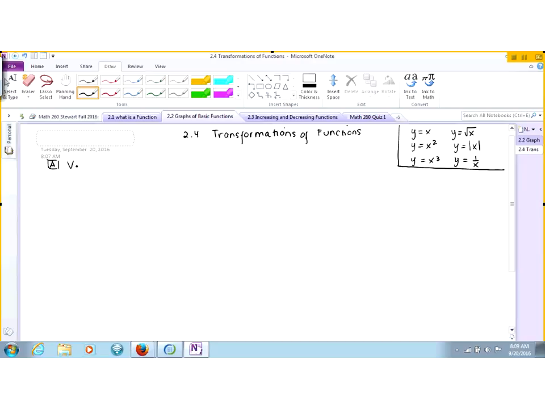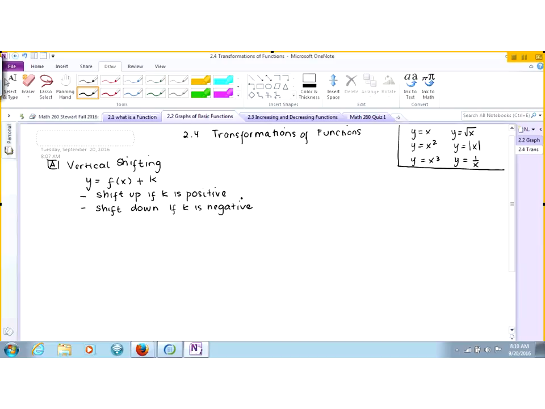Okay. So the first one is vertical shift. This is the form: y is equal to f of x plus k. We shift up if k is positive, and we shift down if k is negative.